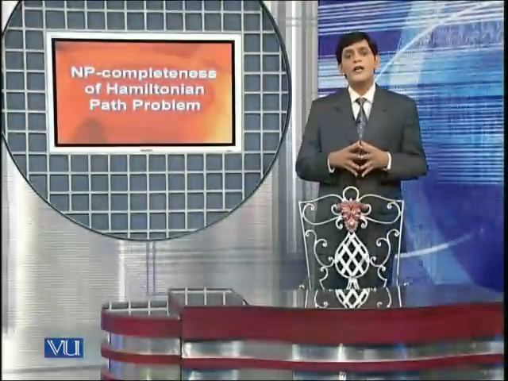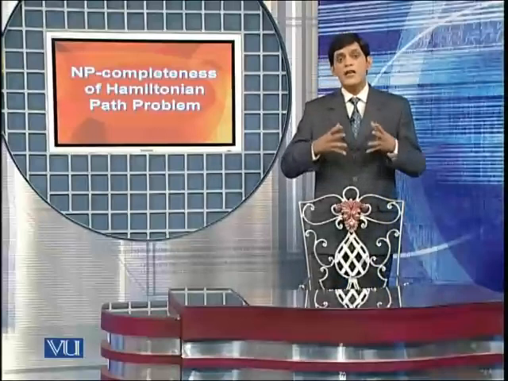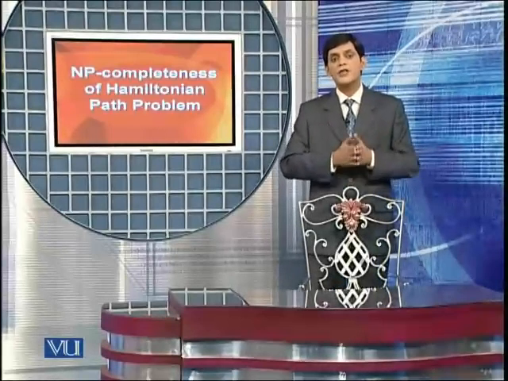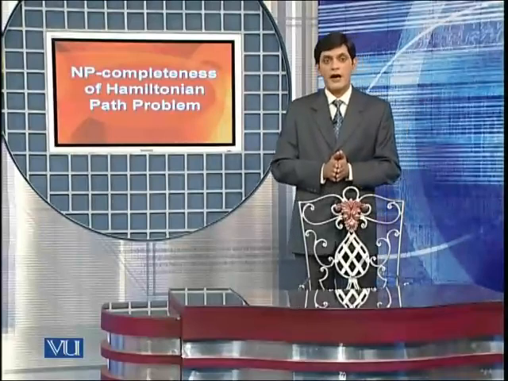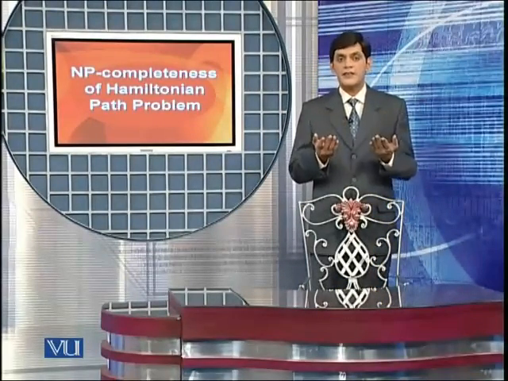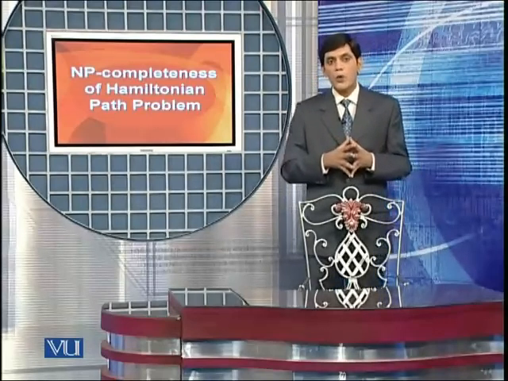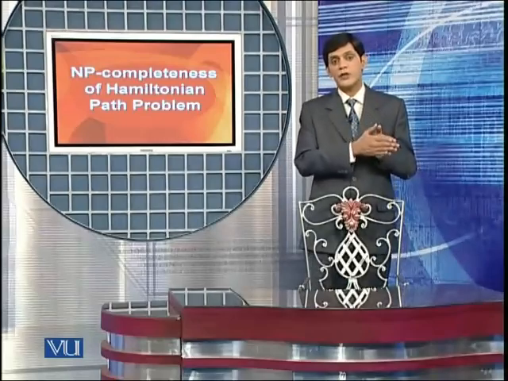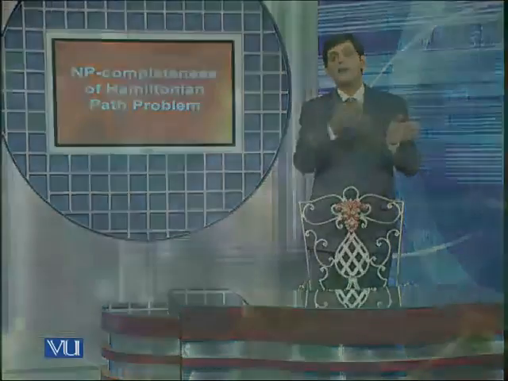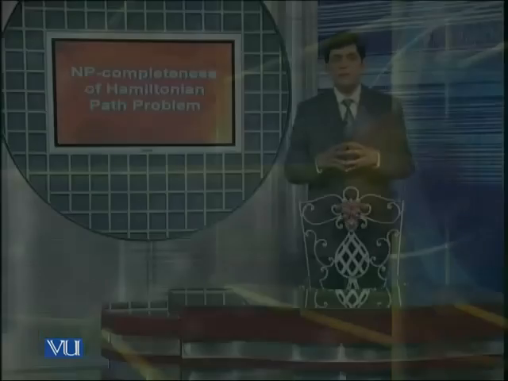So if you were to come up with an algorithm for solving this problem, your algorithm will take as an input some description of a graph, and it will then take two vertices S and T. Then it will somehow analyze the graph and report whether the graph has a Hamiltonian path from the vertex S to the vertex T. The first thing to ask is whether this problem, the Hamiltonian path problem, is in the class NP.